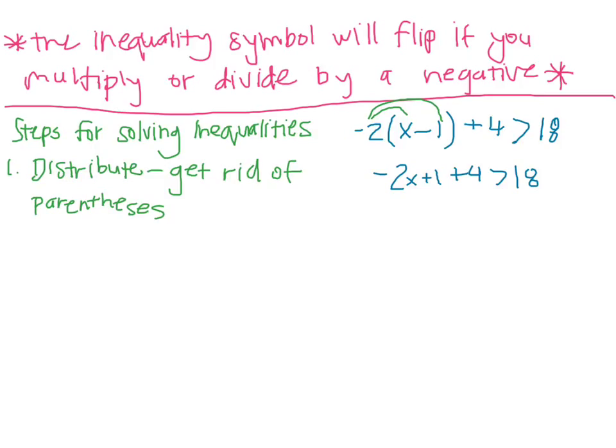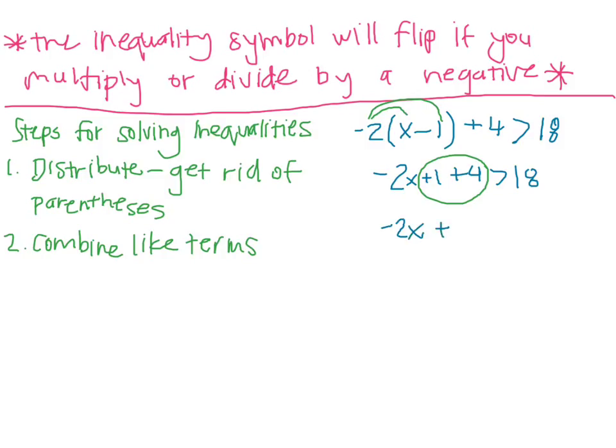Step 2 is combine like terms. In this example, I see that on the left side of my inequality, I have 1 and 4. Those are like terms. So let's bring down -2x. 1 plus 4 is 5, and that's greater than 18.